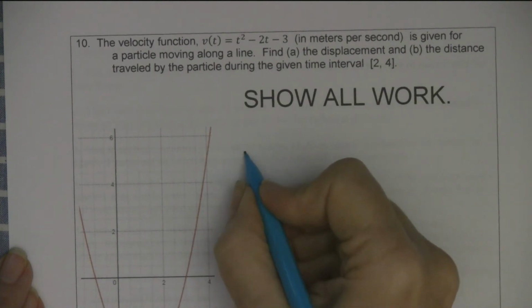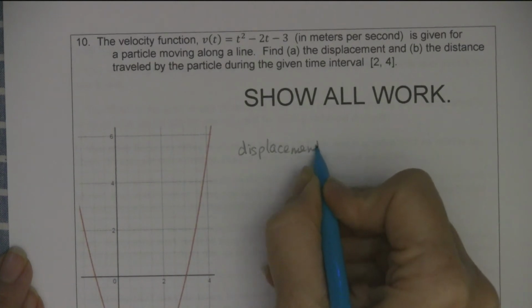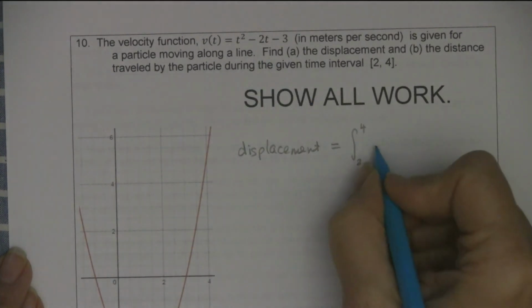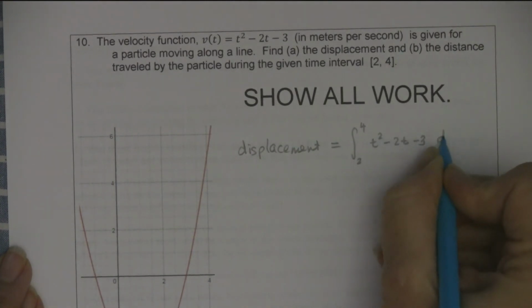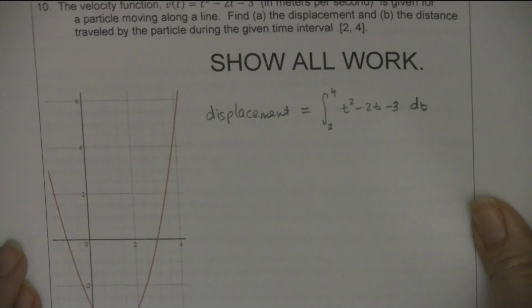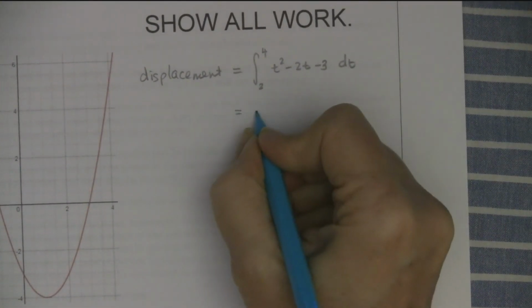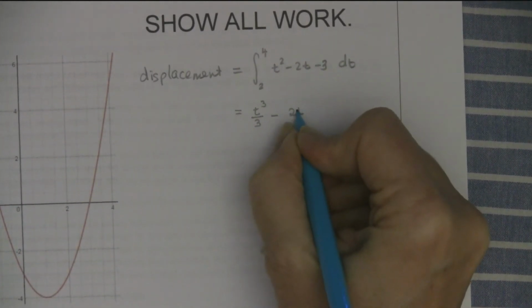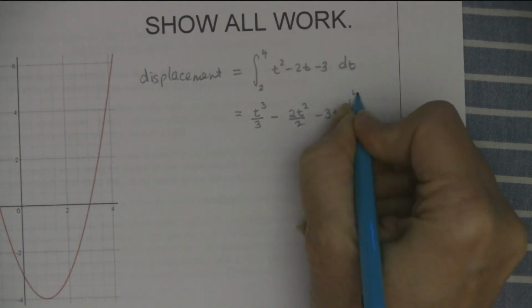And I know the displacement is given by the integral from 2 to 4 of the velocity, which is t squared minus 2t minus 3 dt. So that's what the displacement is by definition. And so I'm going to just find that. So this is t to the third over 3, I can find the antiderivative, minus 2t to the second over 2 minus 3t. I'm going to evaluate that from 2 to 4.